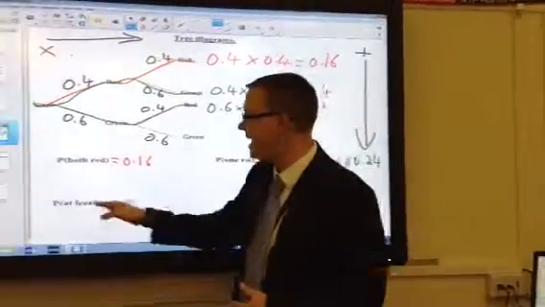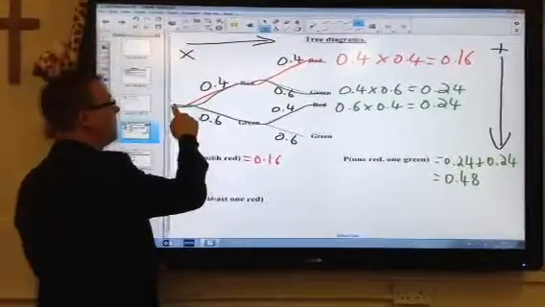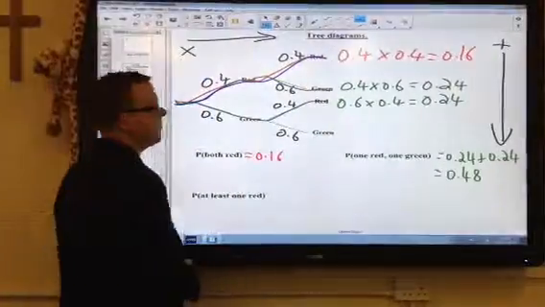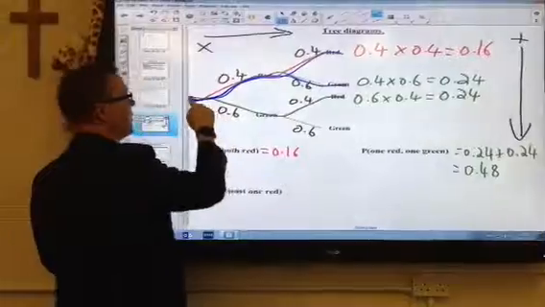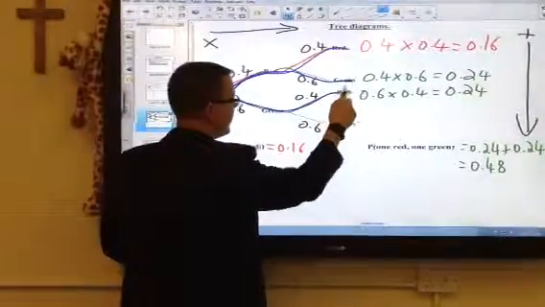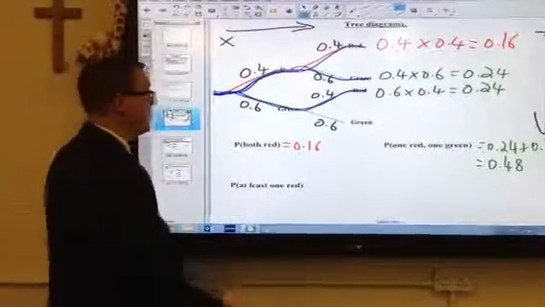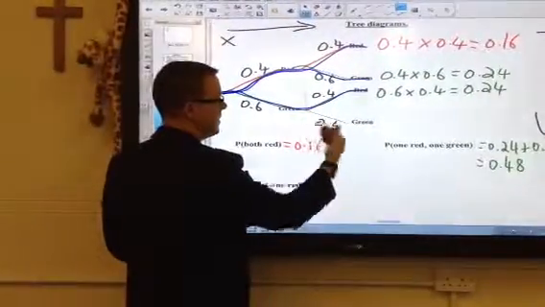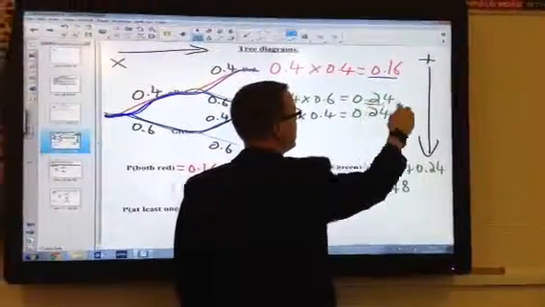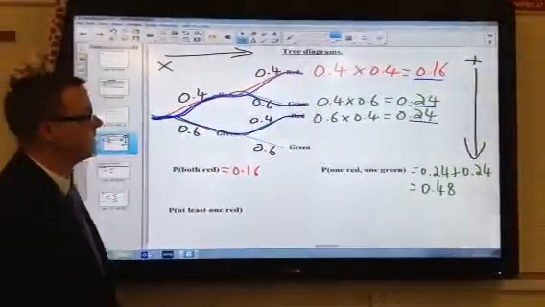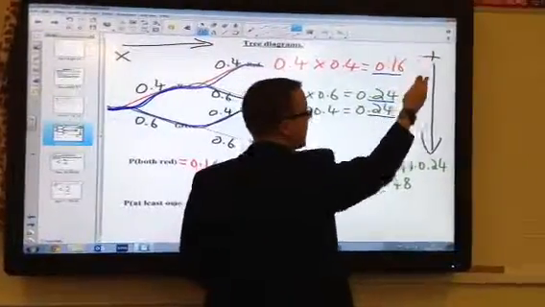The last question says at least one red. Now, at least one red means that both of them could be red, that we could have one red and then a green, or that we can have a green and then a red. All three of those routes have at least one red, and sometimes two. The only one that wouldn't work is if we went green, then green, because none of those are red. Now thankfully, and which is why we put it at the end, we've already worked out all three probabilities for those three routes. Any of them can happen, so we plus going down.